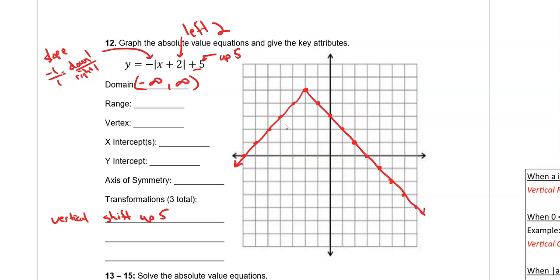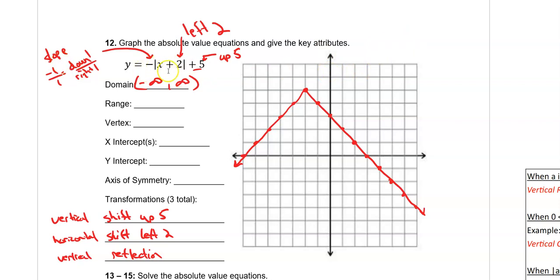Oh yeah, let's put a left 2 right here. That's a shift left 2, and that is a horizontal shift. And what is that? It flipped upside down, right? That negative caused the slope to be negative, and so that is a vertical reflection. But as long as you say reflection, you're good. And that is vertical because it's flipping up and down. Vertical reflection.